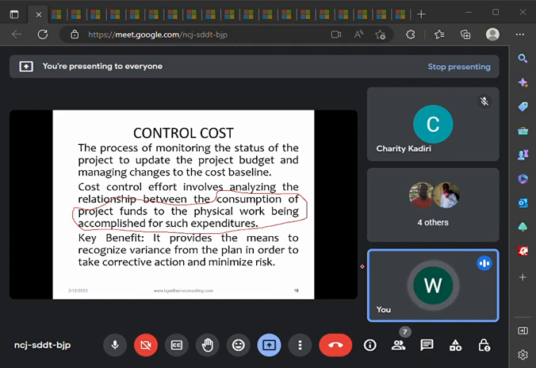So the how is that comparison that takes place whereby you check what has been done as against what you planned to do. But in this case, you check what you have spent money on as against what you planned to spend money on. That becomes your control cost.